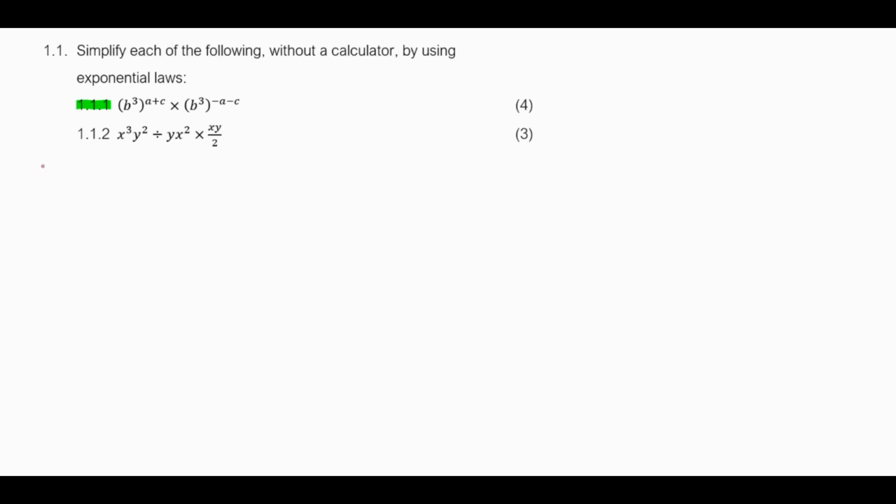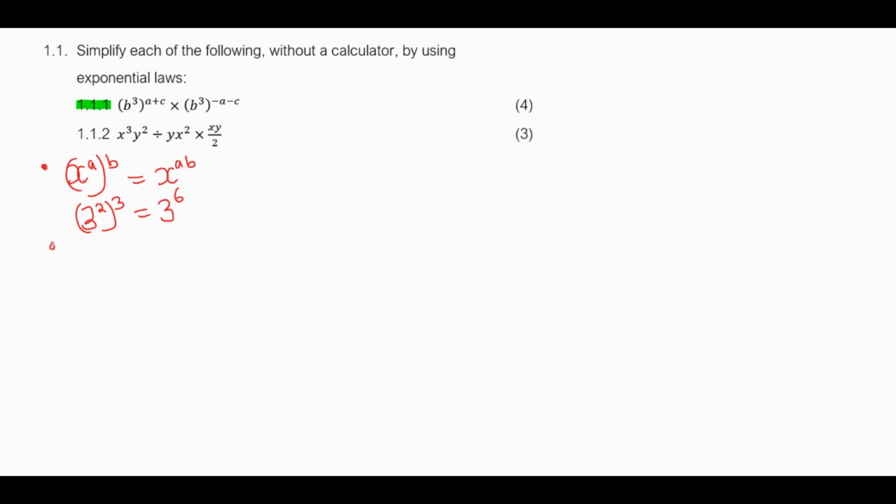Remember that when raising a power to a power, we multiply the exponents. When we raise x to the power a, to the power b, we multiply the exponents, a times b, and it becomes x to the power ab. An example would be 3 squared to the power 3. This becomes 3 to the power 2 times 3, which is 6. Remember that we're going to apply this in this question.